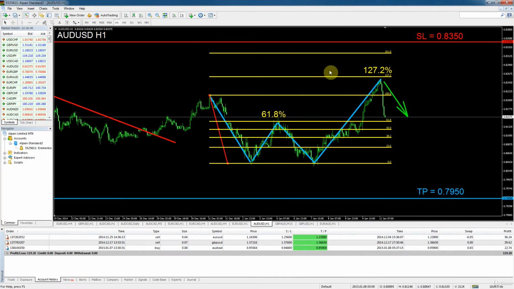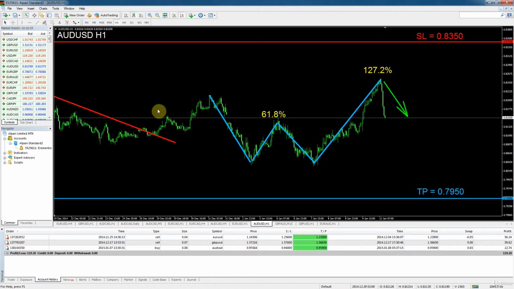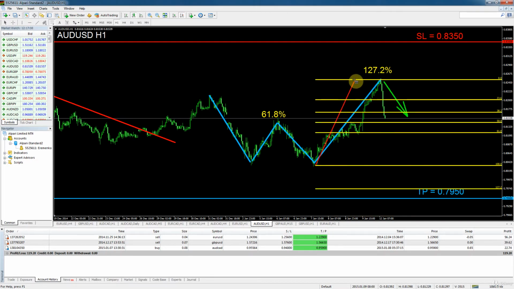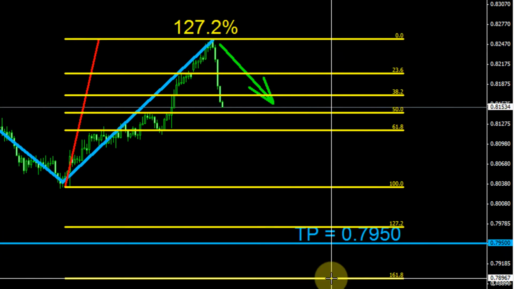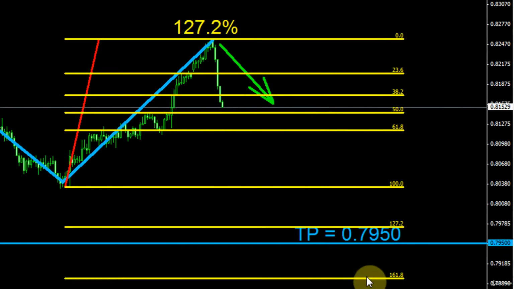We've got this pattern ready to fire, and one more thing that it gives you is targets. So Fibonacci Gartley patterns give you targets where to set your take profit and stop loss, which is very convenient at times. The way you set the take profit is you take this last movement, drag another Fibonacci retracement onto it, and then you look where you have the 161.8 level, and that's probably where the price is going to go up to.